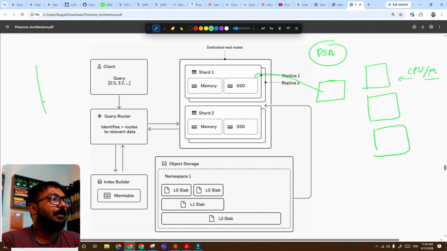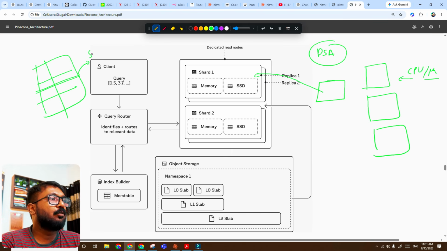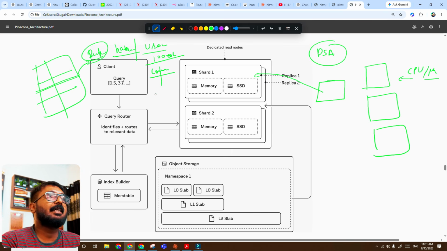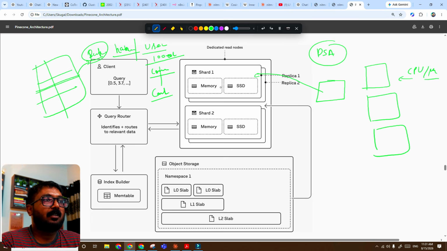Partitioning is basically when you have a database and you cut it based on certain rules. Let's say you define a hash key, or user IDs, like I'll take 1 lakh user IDs into one partition. Or, for example, a country-wise partitioning. They try to use cardinal keys. That's a different discussion altogether about partitioning. But this is how Pinecone is stored: they create shard 1, shard 2.